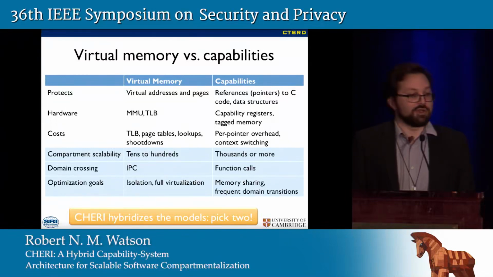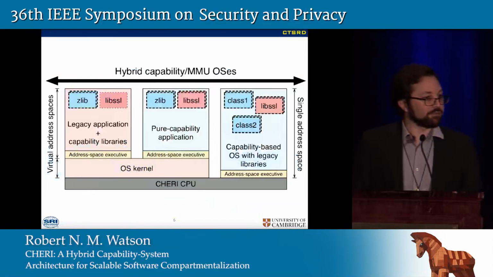For domain crossing, conventional systems use inter-process communication. I've already told you that is problematic from a programming perspective. We're going to model our invocation system on function calls, try to have a constant overhead on the cost of a traditional function call. And then finally, they have quite different optimization goals. The focus of virtual memory is really full isolation and full virtualization of a system. We're interested in a model that is promoting memory sharing, which is to say lots of memory moving back and forth between components, so across library interfaces and so on, and extremely frequent domain transitions on the order of magnitude of function calls. So an ambitious set of goals.